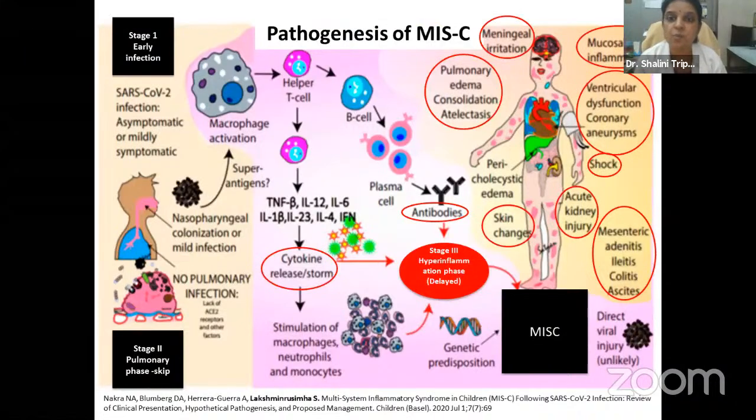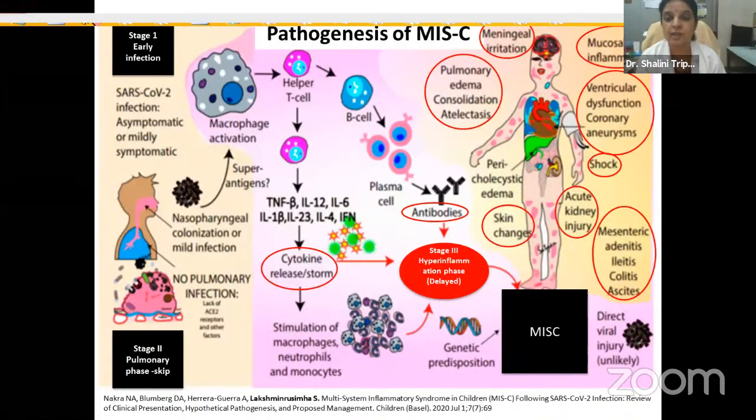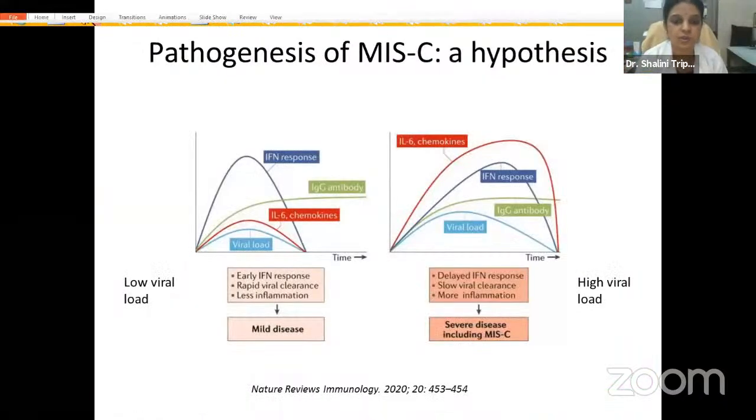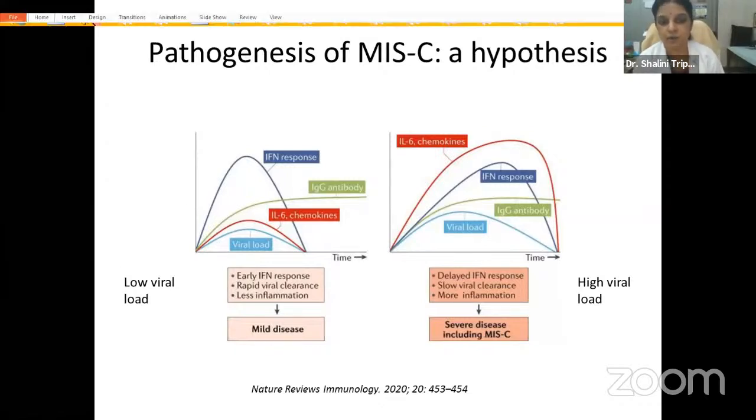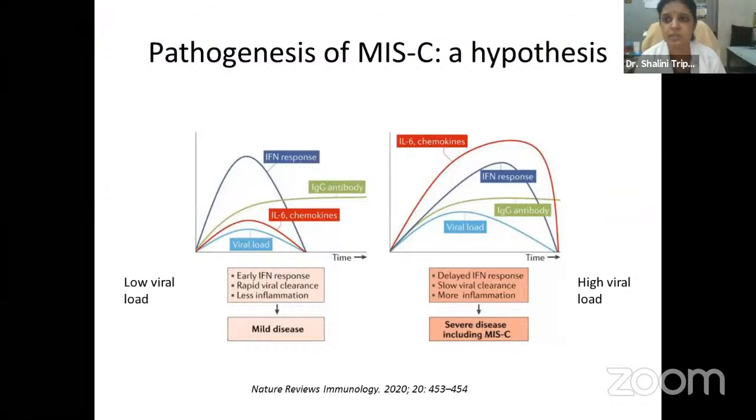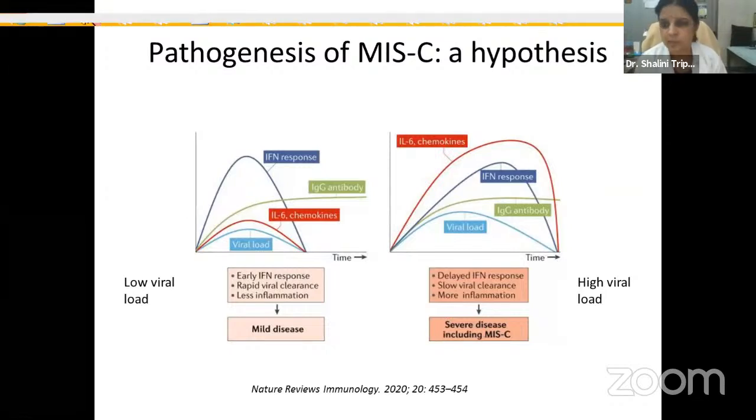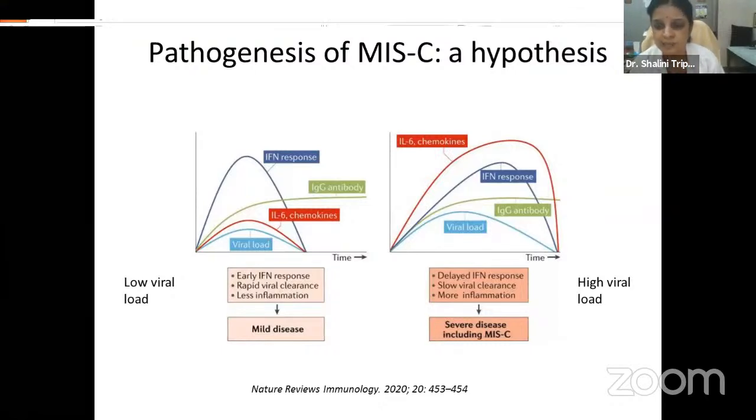So this point is very important. We will always diagnose this condition only after excluding the common infections like dengue, scrub typhus, etc. The pathogenesis is also given in the Nature Reviews Immunology journal. As shown in the left diagram, the children in whom there is a very low viral load have a very good interferon response and are able to clear the virus rapidly and they don't develop this condition. They have a very mild disease or are almost asymptomatic in the beginning.